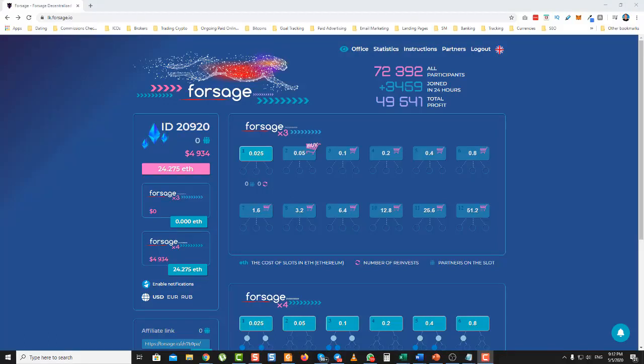Vitaly Dubin is here and I'm very excited to share with you in this video exactly how spillover works in Forsage. How is it possible to generate income directly coming to your Ethereum wallet even if you referred no people to Forsage? Like for example, ID 20,920, as you can see right here, has generated 24.275 Ethereum in income while he referred 0 people to the project. You can see right here a fat big 0, and still he was able to generate about $5,000 in income.